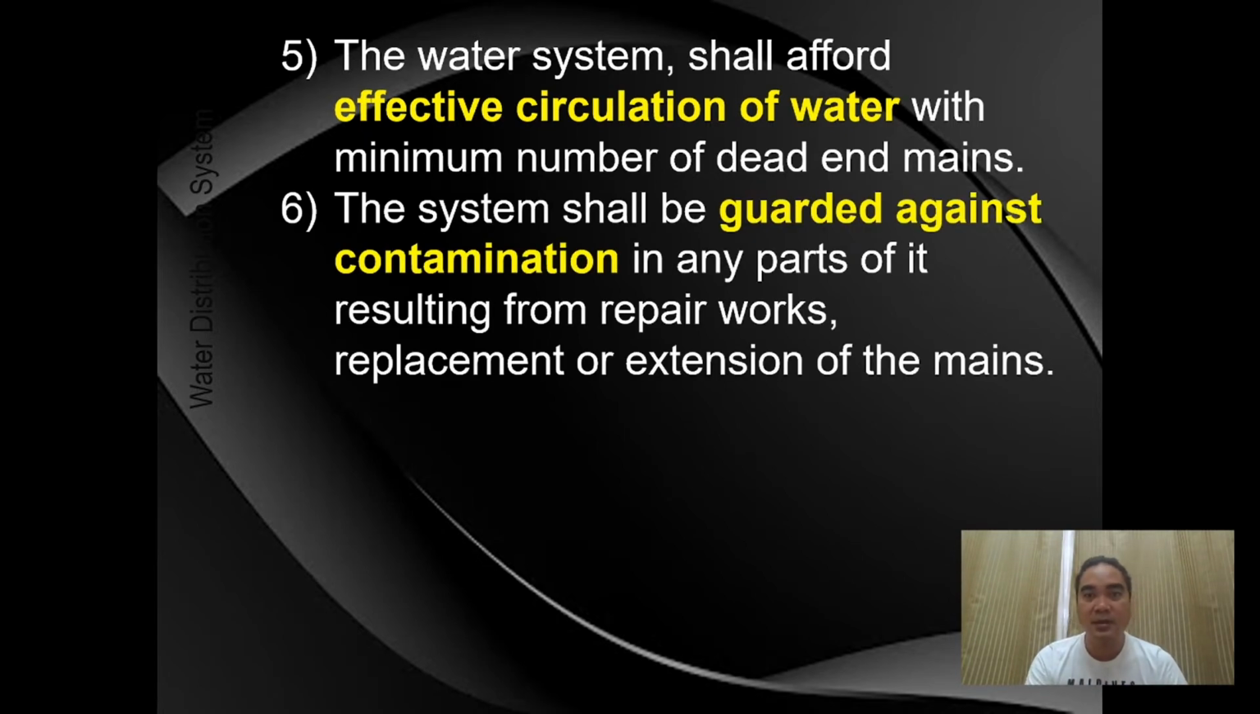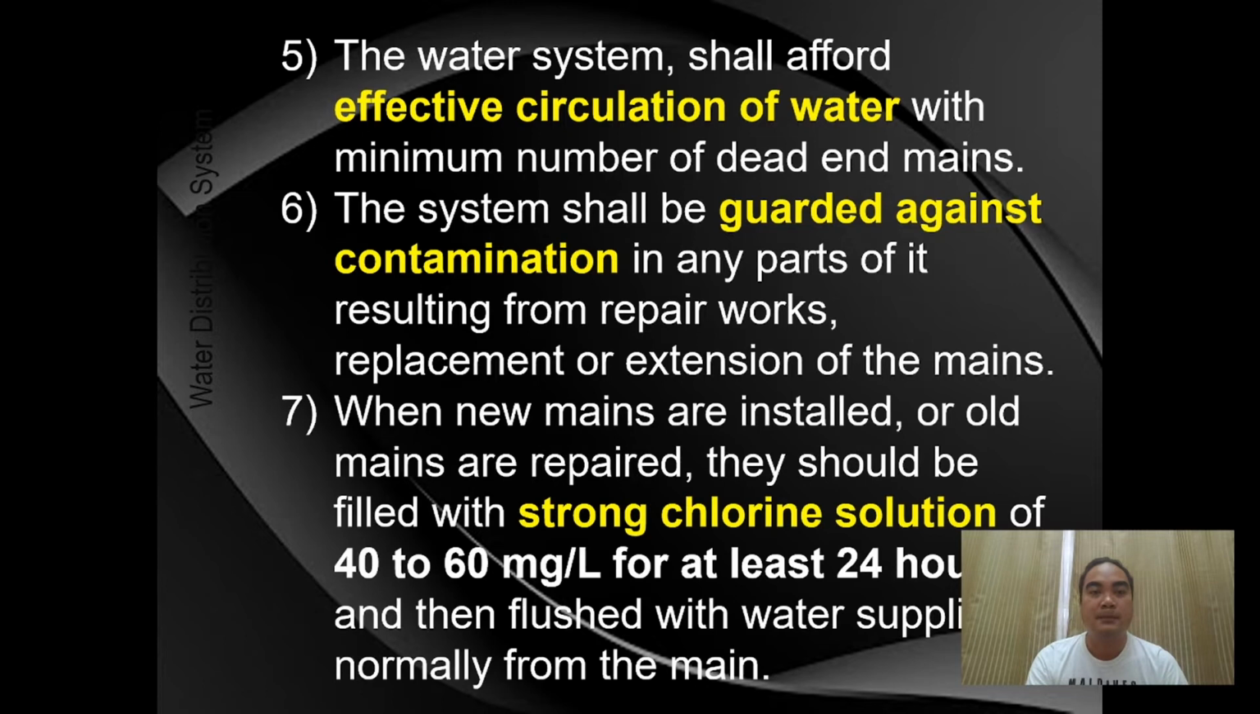The system shall be guarded against contamination in any part of it resulting from repair works, replacement, or extension of the mains. When new mains are installed or old mains are repaired, they should be filled with a strong coloring solution of 40 to 60 mg per liter for at least 24 hours and then flushed with water supplied normally from the main.